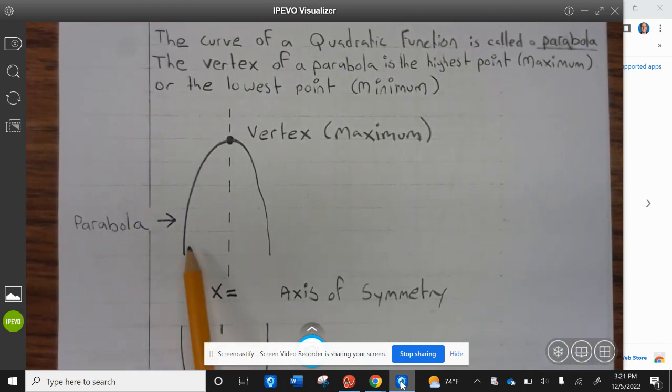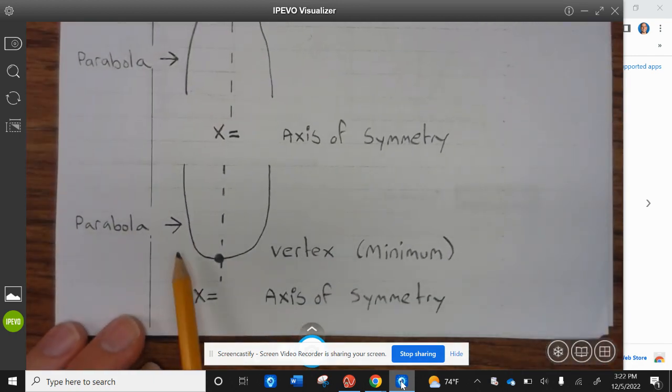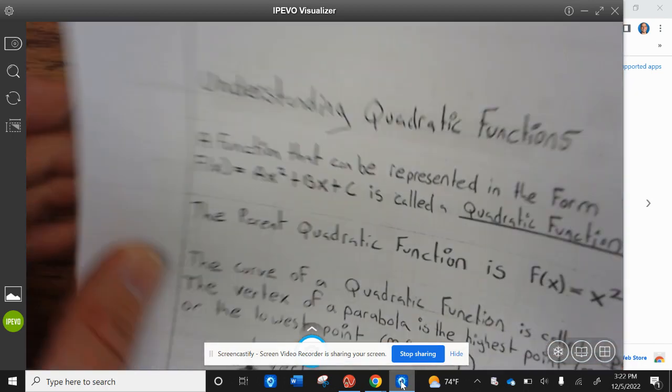So here you have a parabola, the vertex maximum, and here is your axis of symmetry. And then here you have, again, a parabola, the vertex minimum, and the axis of symmetry. All right, let's move on to the first example.